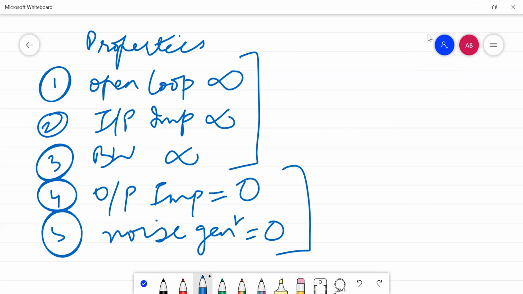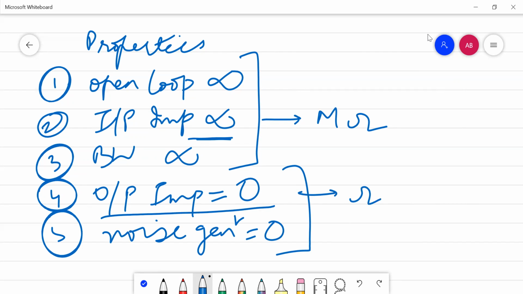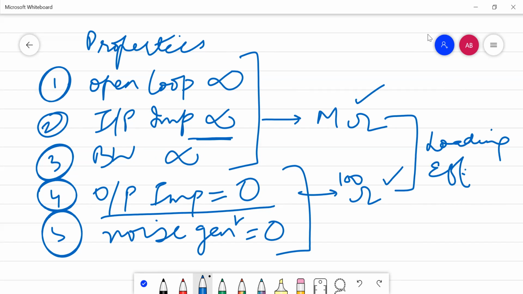So ideally we say that the input impedance should be infinite, but it is not. It is in mega ohms, while output impedance is not 0 and it is in ohms. It is around 100 ohms or so. So basically when we say that input impedance should be infinity and output impedance should be 0, with this configuration, the loading effects are minimized on any system. So again, this topic we are going to take a little bit later, that is, what are loading effects on any measurement system.